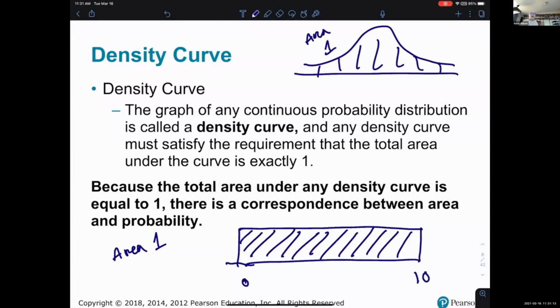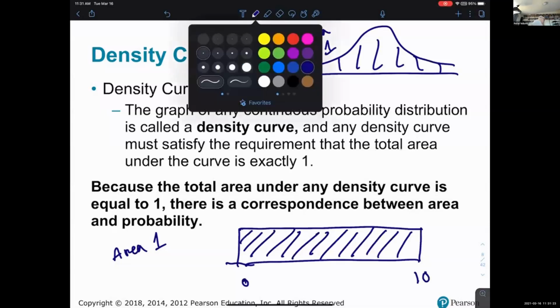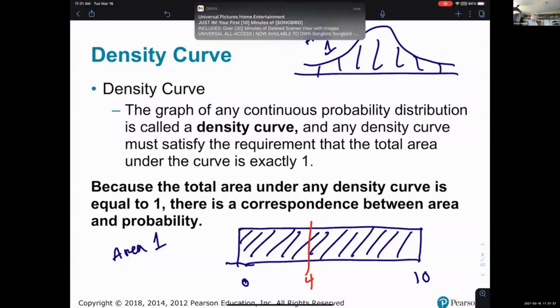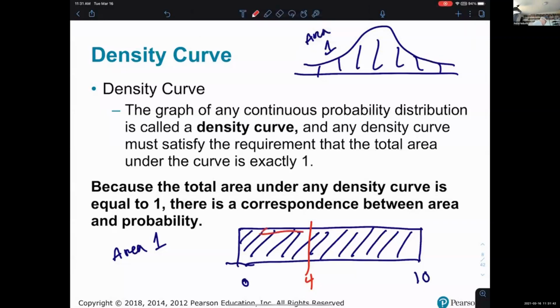Because the total area under any density curve is equal to 1, there's a correspondence between area and probability. And so the idea, just to give it quickly in a nutshell, and then we'll look at more examples, is in a uniform distribution, if I went up to the value, say, of 4, well, that would mean that since my curve is uniformly distributed from 0 to 10, that to the left of 4, I would have 40% of the area.